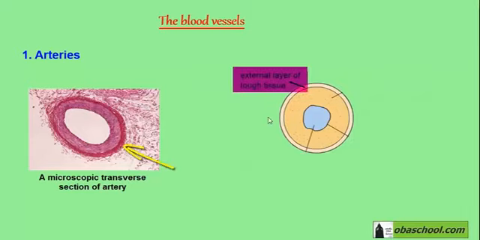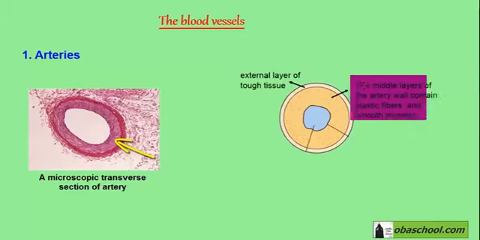We see some distinct parts. This is the external layer made of tough tissue. This is what gives the artery its strength. Here is the middle layer, or the middle layers, of the wall. We're still talking about the wall of the artery. It contains elastic fibers and smooth muscles, and this allows for some contraction and allows for the change of the diameter because of the elasticity. So the arteries can become wider or thinner.